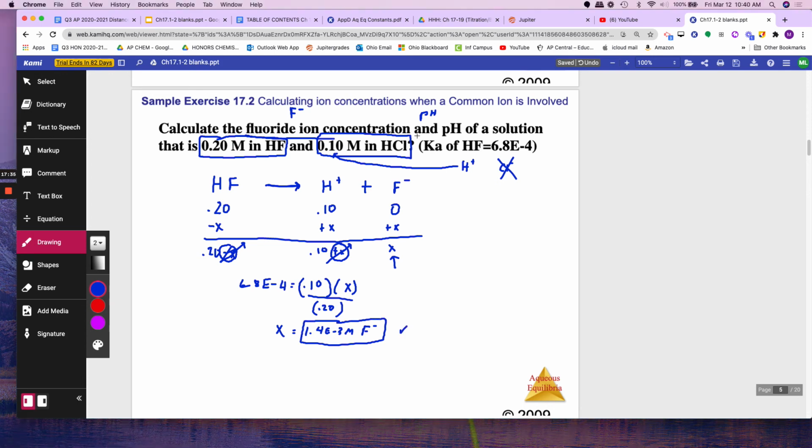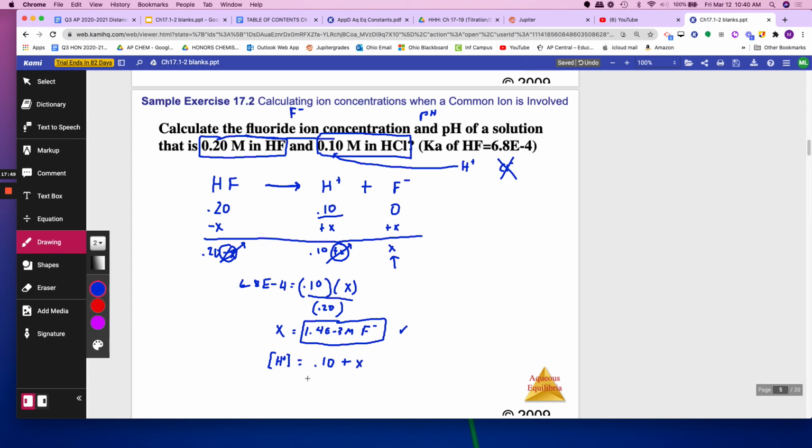Then they're asking for the pH. So the amount of H plus, remember you already had some in there. You already had 0.1 in there. And then you're going to add X. And X is what you solved here. So 0.10 plus 1.4 E negative 3. As you can see, it didn't really add too much because the HF is a weak acid and it made it even weaker by the common ion.